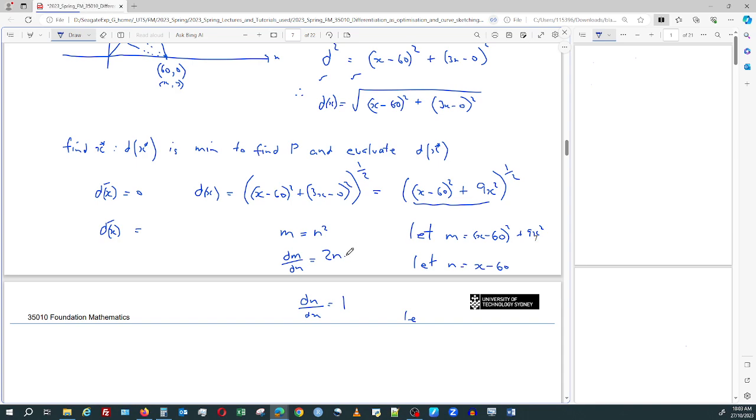Okay, but what we're going to also have is the d dx of m, d dm of m to the half. So that's our d dm. We're still going to have our d dm.